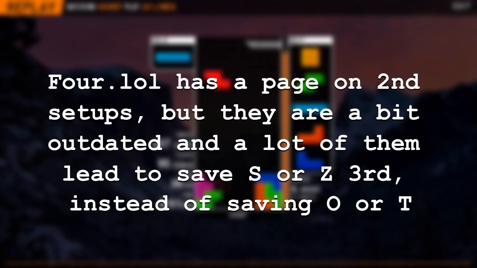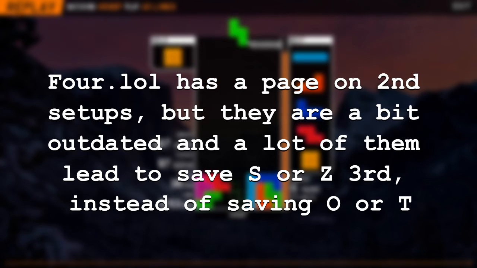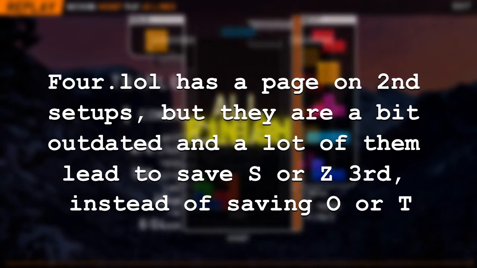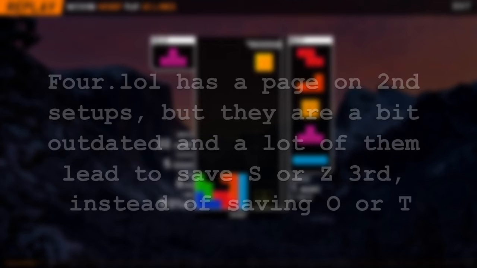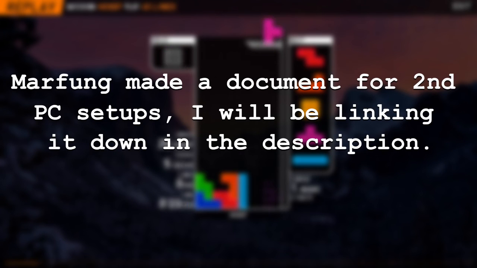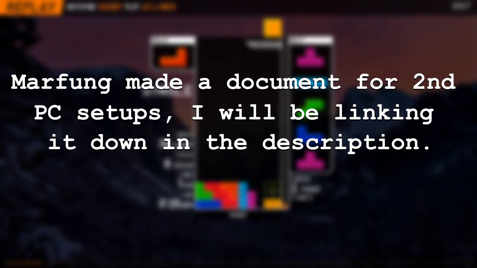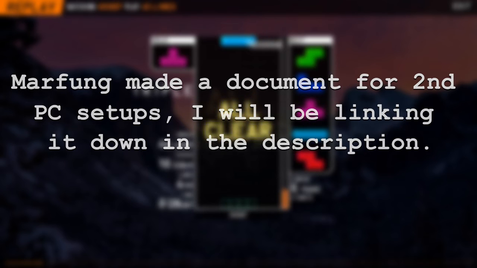4.lol has a page on second setups, but they are a bit outdated, and a lot of them lead to save S or Z third, instead of saving O or T. Marfon made a document for second PC setups. I will be linking it down in the description.